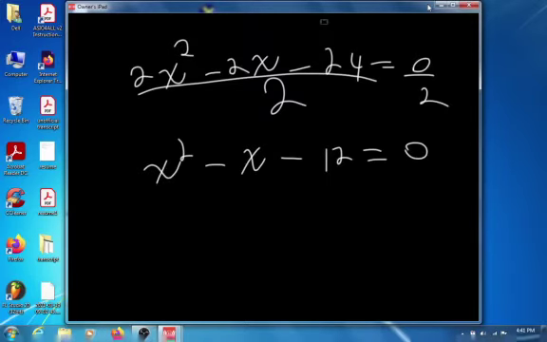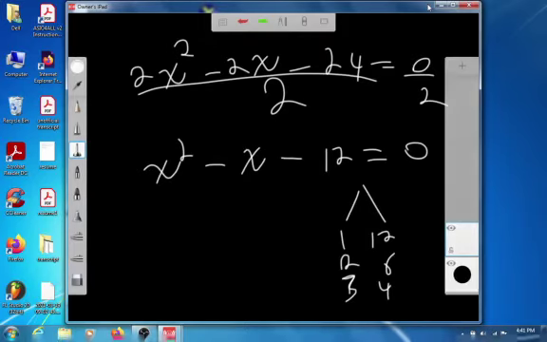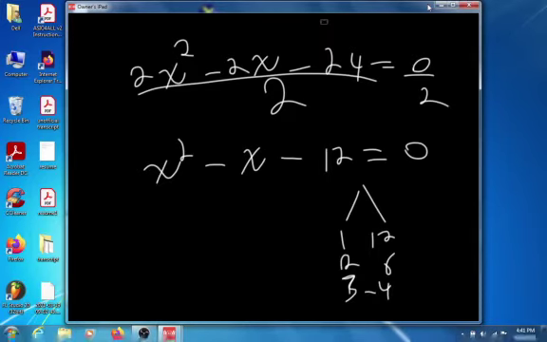So in other words, let's find the factors of 12. They have 1 and 12, they have 2 and 6, and they have 3 and 4. That's all the factors of 12. And we know that negative 3 times positive 4 equals negative 12, but negative 3 plus positive 4 doesn't equal negative 1. But we do know that negative 4 times positive 3 equals negative 12, and negative 4 plus positive 3 equals negative 1. So that's the pair of factors that we want to use.